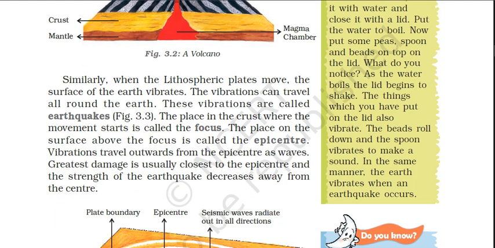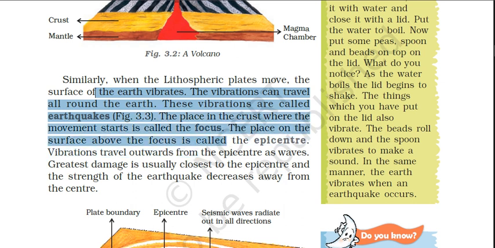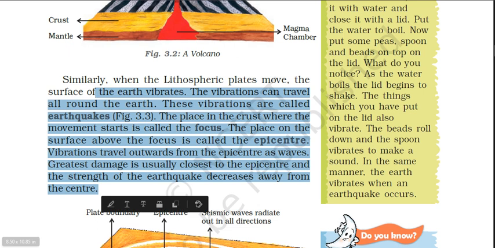Okay. Similarly, when the lithospheric plates move, the surface of the earth vibrates. The vibrations can travel all around the earth. These vibrations are called earthquakes. The place in the crust where the movement starts is called the focus. The place on the surface above the focus is called the epicenter. Vibrations travel outwards from the epicenter as waves. The greatest damage is usually closest to the epicenter, and the strength of the earthquake decreases away from the center.